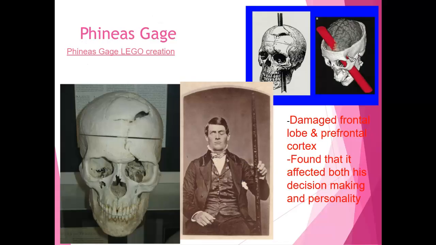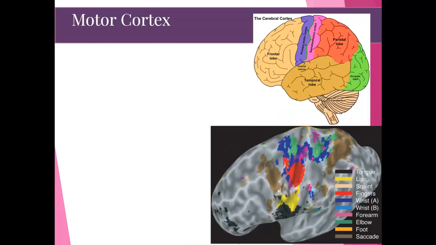We talked about Phineas Gage, the railroad worker who had the rod that went through his head. That case study showed us that the frontal lobe handles personality because when that rod went through his head, it significantly changed his personality.